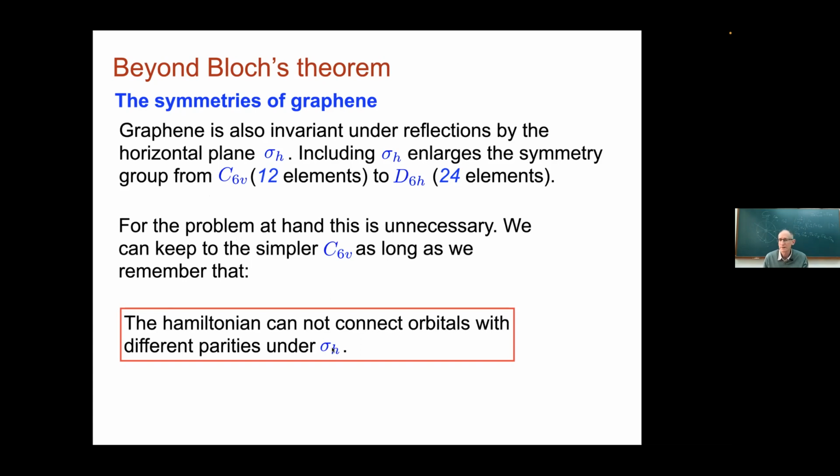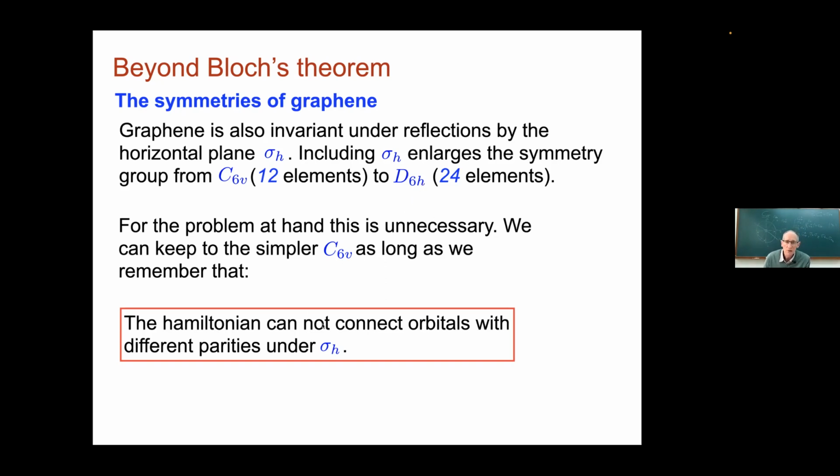Okay, so I have several orbitals, and when I reflect these orbitals, some orbitals change sign when I reflect on the horizontal plane, and some orbitals don't change sign. Okay, and they belong to different irreps of the total group of the sigma h. They can never be connected.